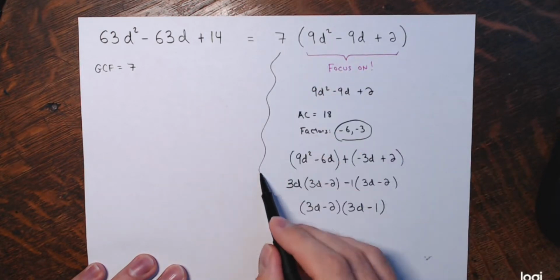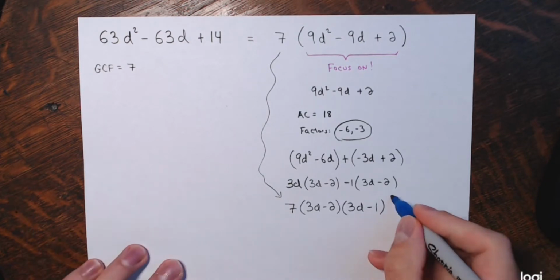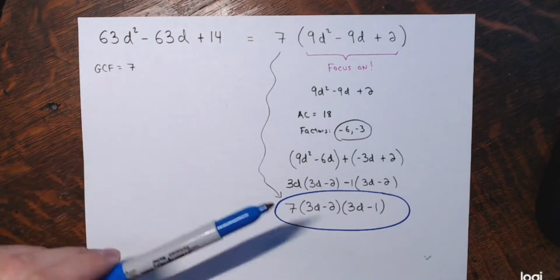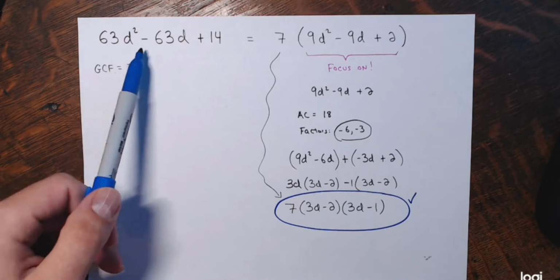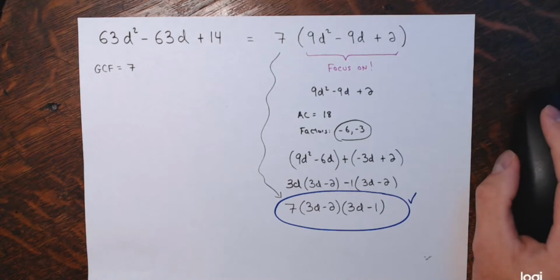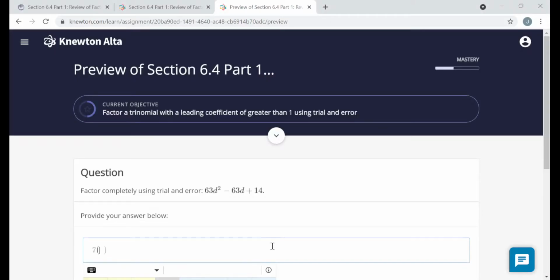And then don't forget that we pulled out a 7 earlier. So there we go. The totally factored version of our original polynomial. And again, multiply these out. Check it out. Make sure that when you multiply these out properly and combine like terms, you get 63d squared minus 63d plus 14. And so here's what I'll enter. We got 7 times 3d minus 2. Again, don't forget to write the proper letter. 3d minus 1.